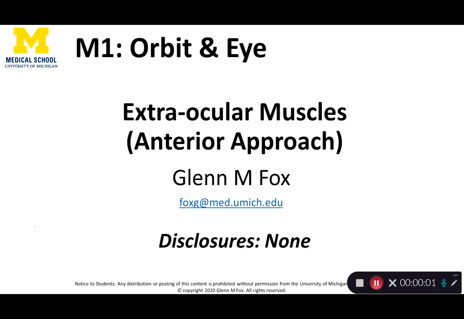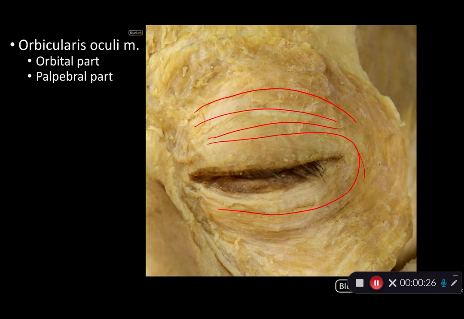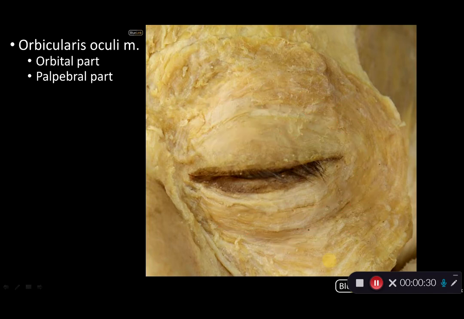Let's talk about the extraocular muscles from the anterior approach. Before we arrive at the extraocular muscles, we're first going to encounter Orbicularis Oculi. Orbicularis Oculi gets its name from the circular fibers of its muscle, so that's the orbicularis part, and oculi because it's surrounding the eye. Now there are three parts of Orbicularis Oculi muscle, two of which are visible here.